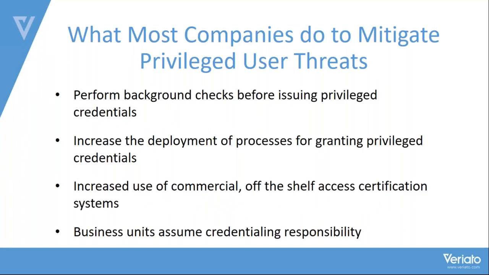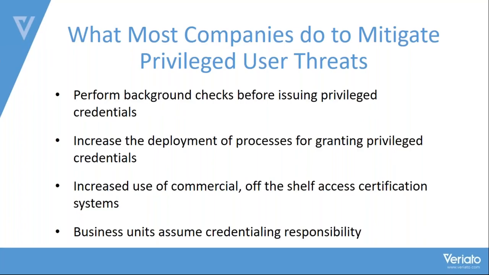All right, they perform background checks before issuing privileged credentials. It's a good thing. You want to see who you're hiring and get rid of them first. But what if they've never done anything? I guess a background check didn't show anything for Snowden. I worked at Booz Allen, and I know they do background checks and they follow up. But it didn't help if there's nothing out there to find, right?